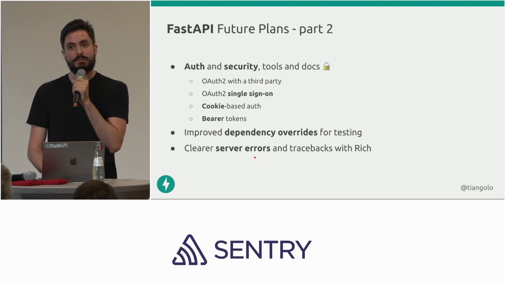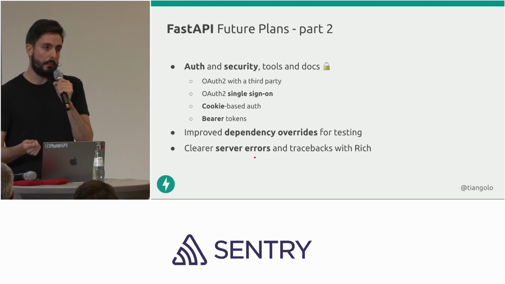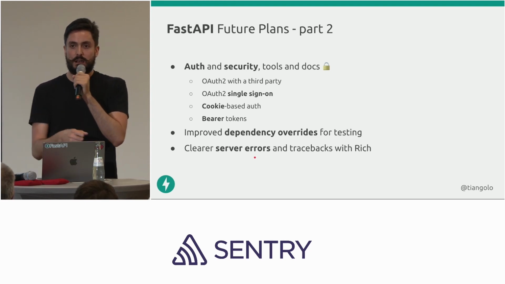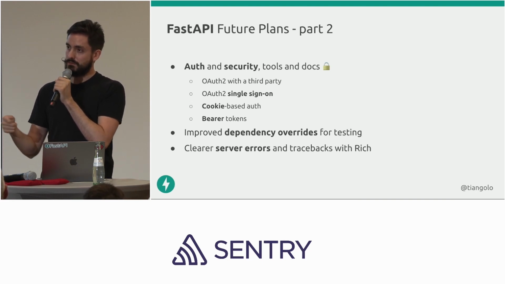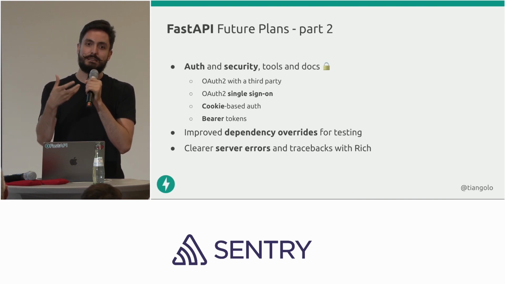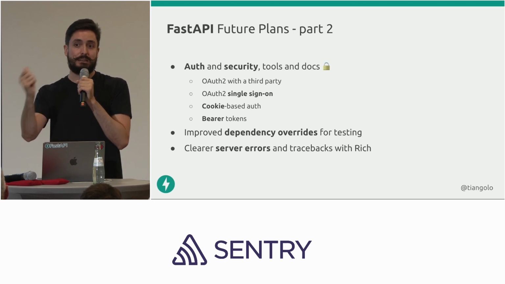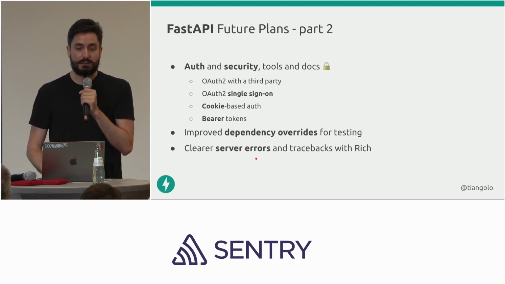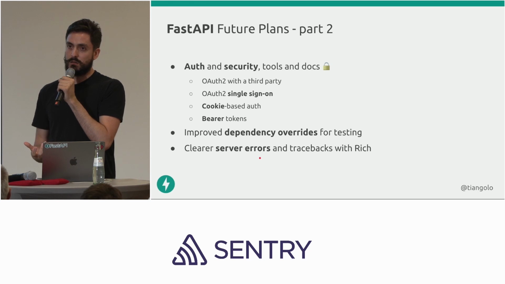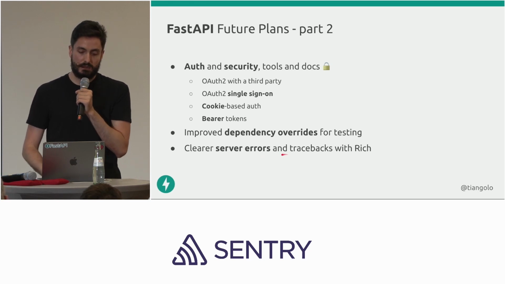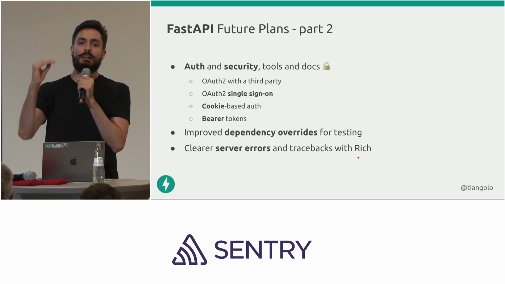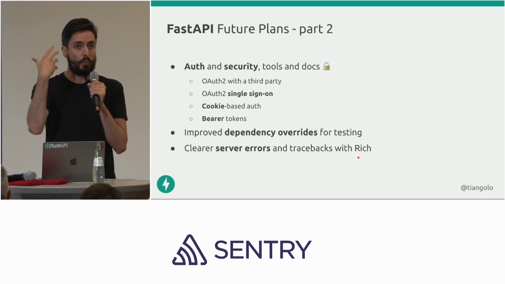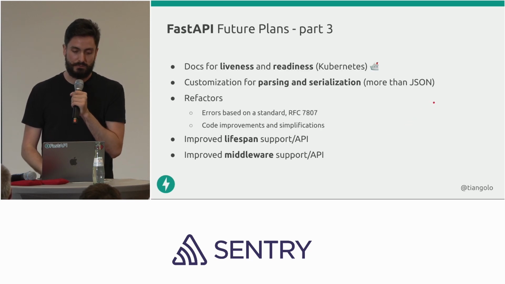And clearer server errors. This is one of the things that is not necessarily as obvious, but whenever you mess up in your code and there's a server error, it's not an error from the client. It's not that the data is invalid in the client, but your code is invalid. The things that you are returning are actually invalid. The server errors are not as clear as they could be. So it's going to have a lot simpler and more understandable tracebacks with rich and more localized information that can help you figure out where exactly is the problem that you need to fix.